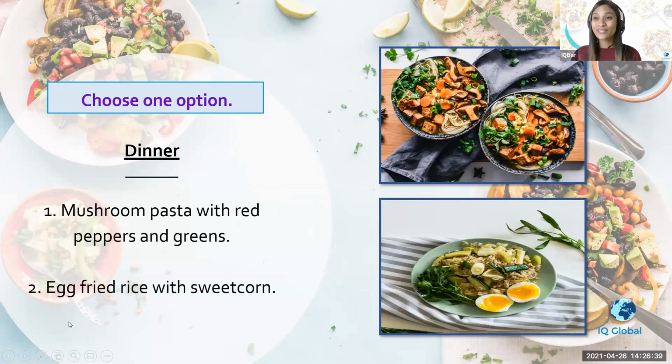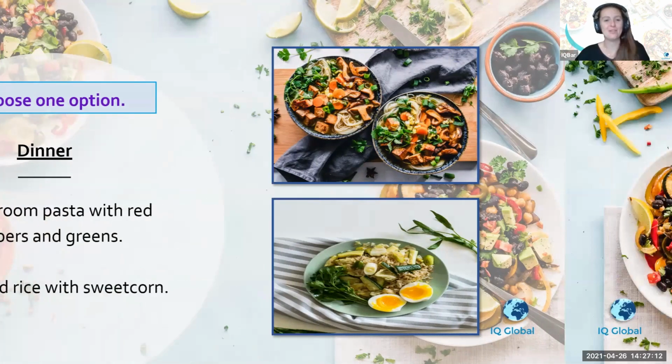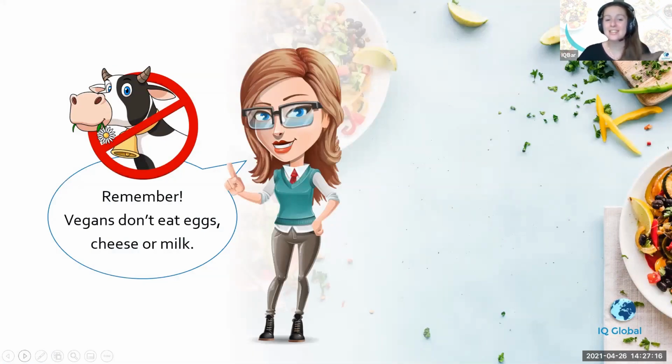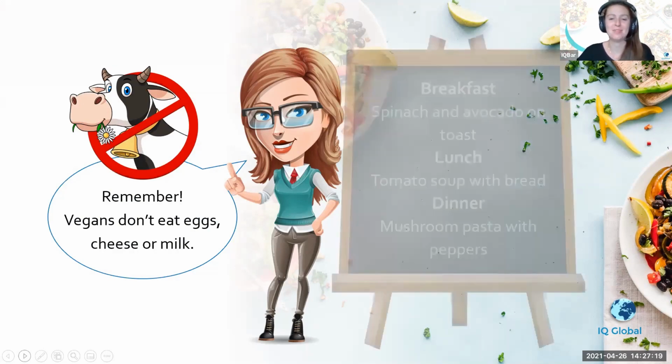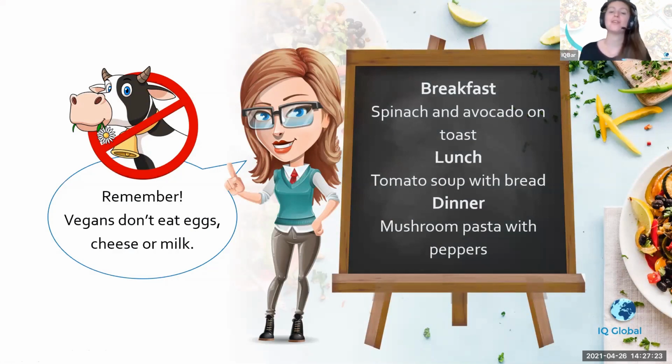All right, so now let's do dinner. So we've got a mushroom pasta with red peppers and greens, and we've got egg fried rice with sweet corn. What would be the best option for someone who doesn't eat dairy products or any meat products? Perfect, absolutely. I'm getting a lot of votes for the pasta. Definitely. Well done, everyone. So remember, vegans do not eat eggs, milk, or cheese. Okay, so for breakfast, we would probably serve spinach and avocado on toast. Lunch was the tomato soup, and dinner, the mushroom pasta with peppers.